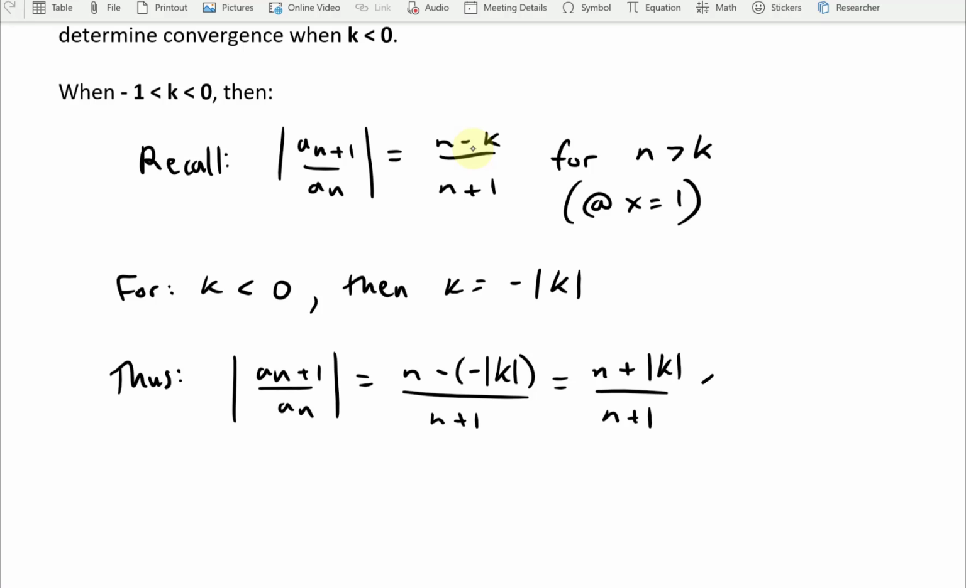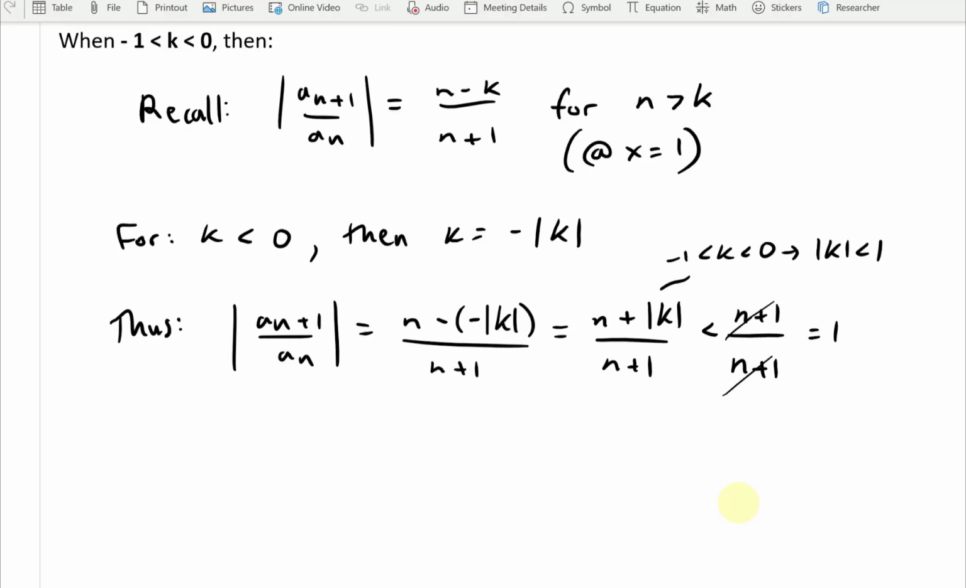And the absolute value of k is going to be less than 1, because k is between negative 1 and 0. So this is going to be less than n plus 1 over n plus 1, which equals 1. In other words, if the absolute value of k is less than 1, then n plus absolute value of k is going to be less than n plus 1 over there. Thus, these just cancel.